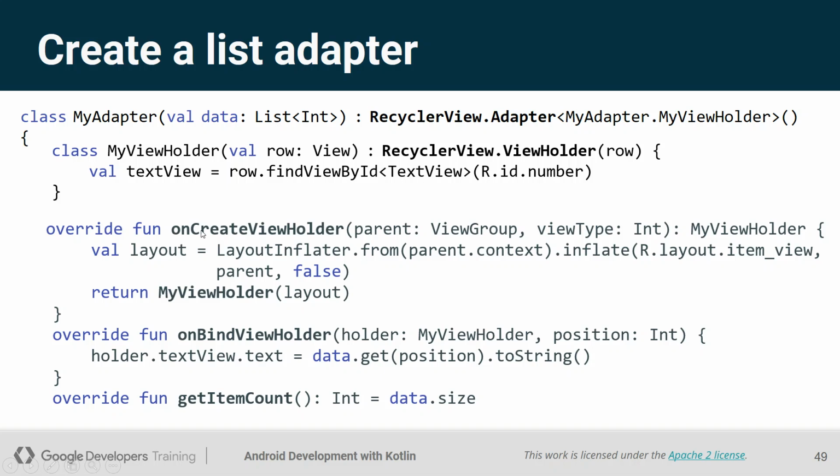So what do you do? On create view holder, you define the parent. The parent is a view group, have the view type be integers, and then assign it the holder. And within that, define the layout that you want it to do. So the layout inflater will take all the content from the parent context, that is from the top downwards, then display the views. And then you return the holder back.